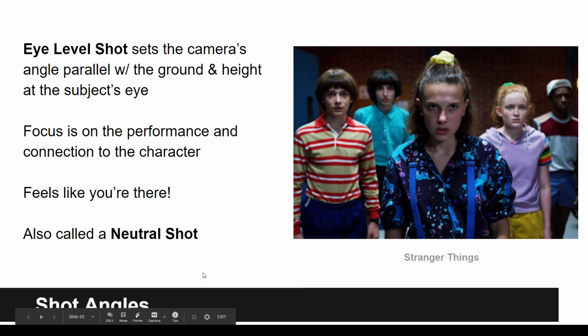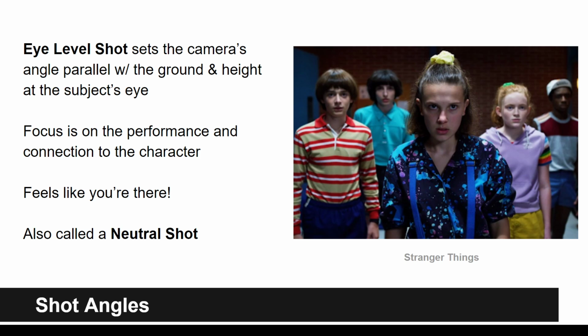All right, so now we should talk about shot angles. The first shot angle you should know about is the standard or neutral shot angle, called an eye level shot, also called a neutral shot. This is where the camera itself is not being tilted up or down, left or right, or rolled. It's perfectly flat.